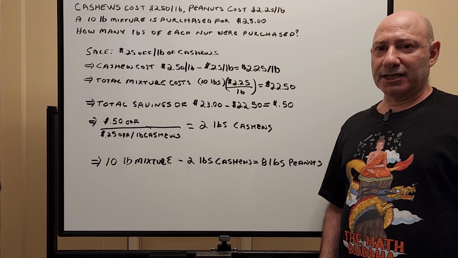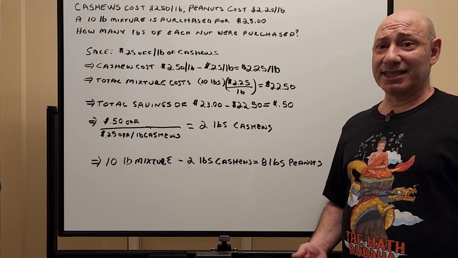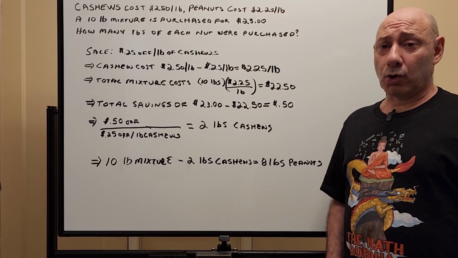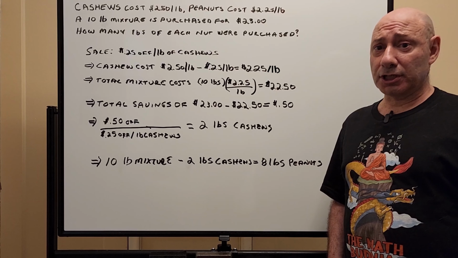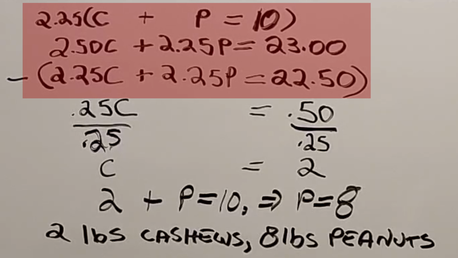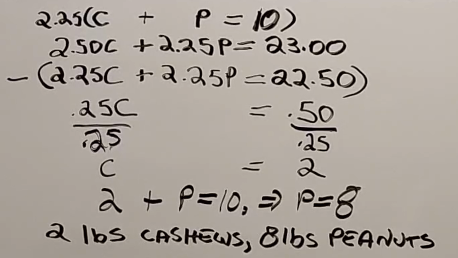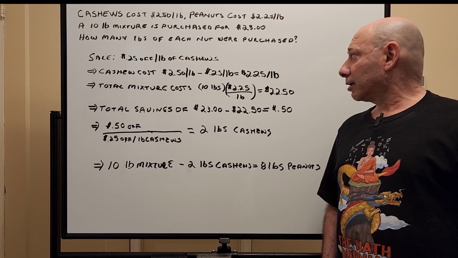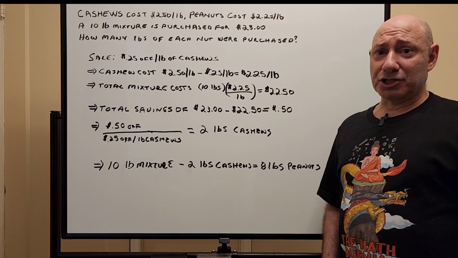Now, the interesting thing is we did the same calculation when we did the algebraic solution. If you recall, when we did the algebraic solution, we also subtracted 22.50 from 23 to get 0.50. The difference was when we did the algebraic solution, we had to bring in all this algebraic information in order to determine that this 0.50 is equal to 0.25c. What we did here was we organized the information a little differently.